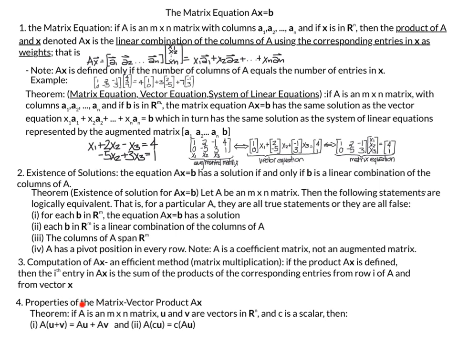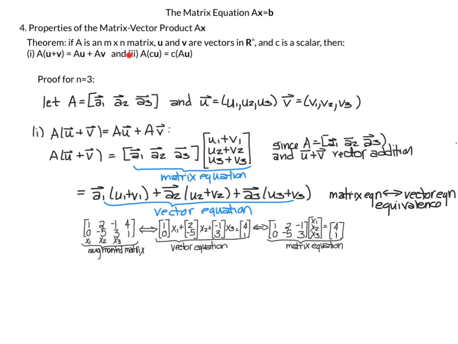Last, we have some properties of the matrix vector product A times X. If A is an m by n matrix and u and v are vectors, and c is a scalar, then A times u plus v is the sum of Au plus Av. And A times a scalar c times u, you can pull out the scalar and multiply that times Au. I removed my theorem here, and then I'm going to prove for n equals 3 for R3.